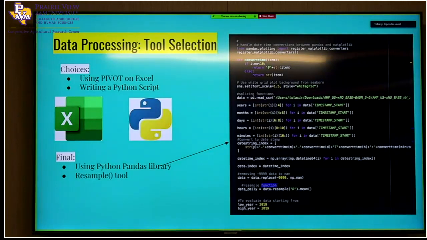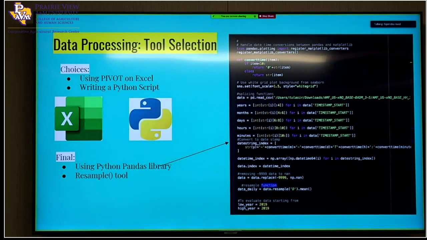And so one of the major questions, or one of the major issues, was to figure out what tool was best to process such large amounts of data. This is half an hour data based over many years. So one option was using Pivot on Excel, but unfortunately my computer did not have enough memory to actually open and manipulate such large data files.